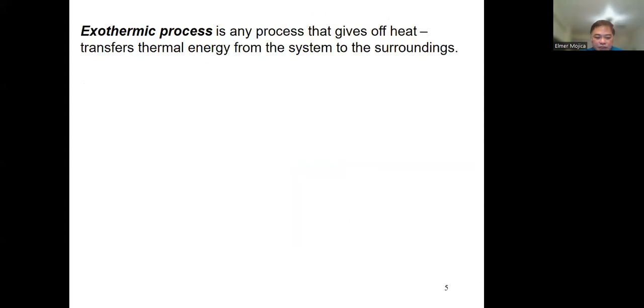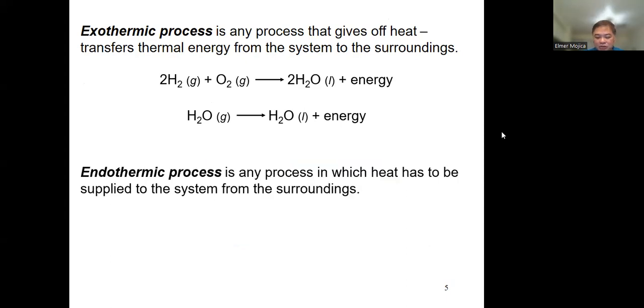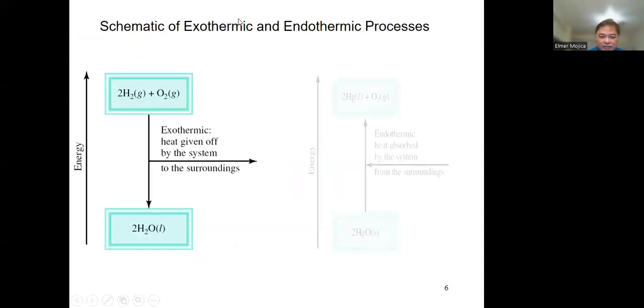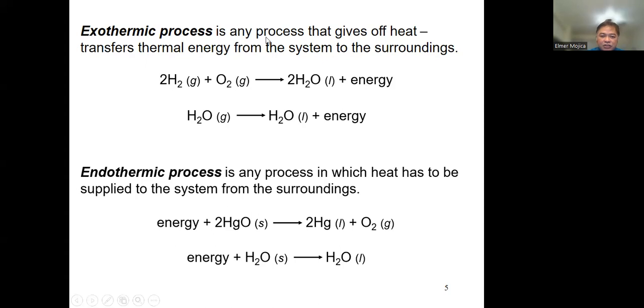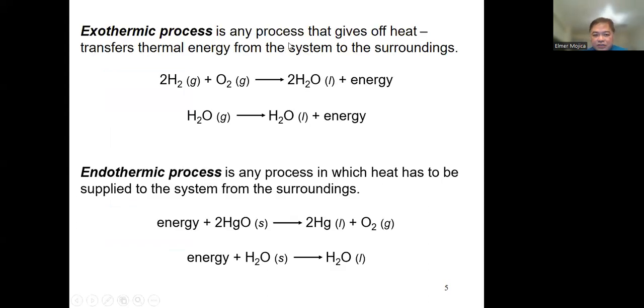Now, another thing that you need to know is the so-called exothermic and endothermic process. What's the difference between the two? Just look at the word ex. Ex means exit. The energy exits from the system. And when you have endothermic, the energy enters the system. The energy is on the product side in an exothermic reaction, and the energy is on the reactant side in an endothermic reaction.